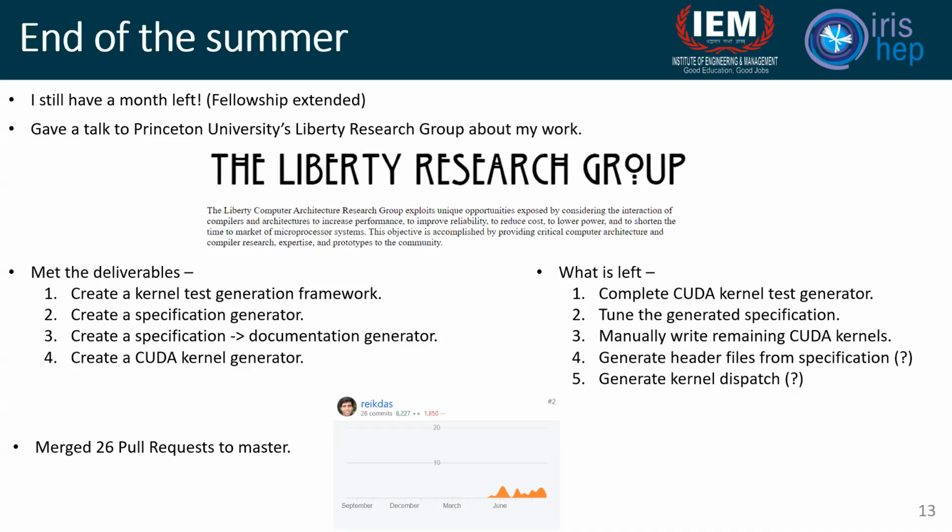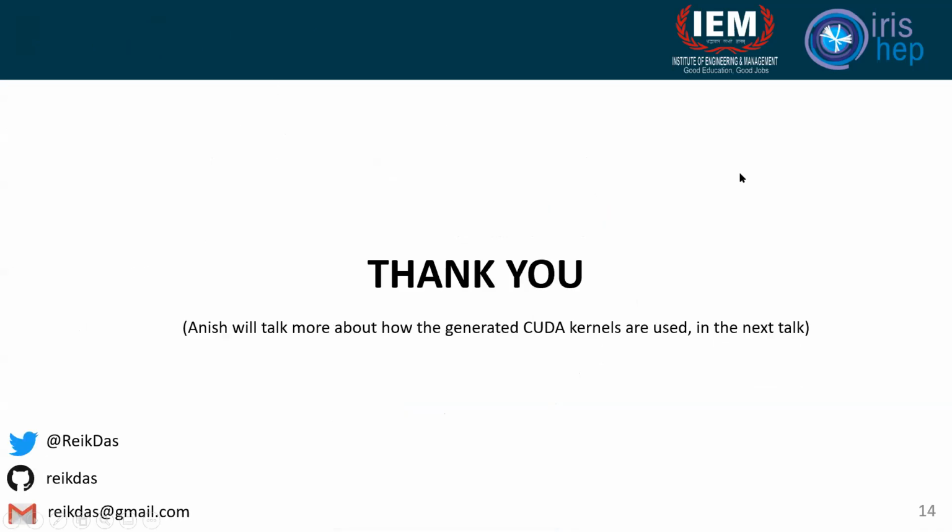This summer, I merged 26 pull requests to master. It's not a very meaningful metric because I think 3 of these pull requests are huge and the rest of them were small ones, but it's still a nice statistic to be able to state. And yeah, thank you.